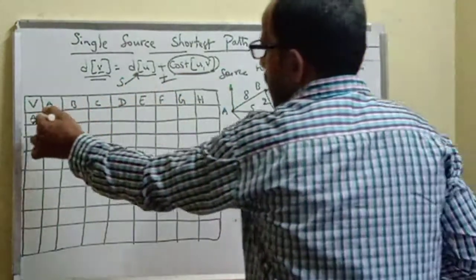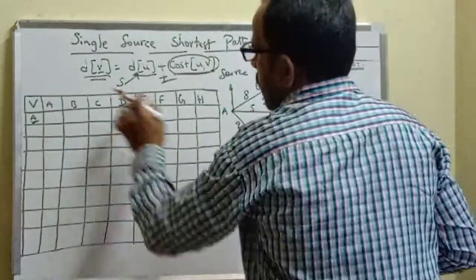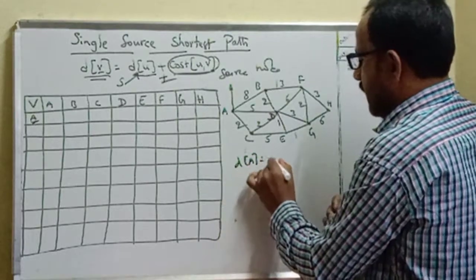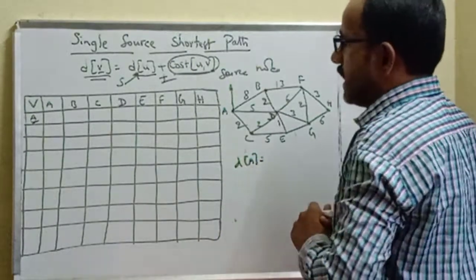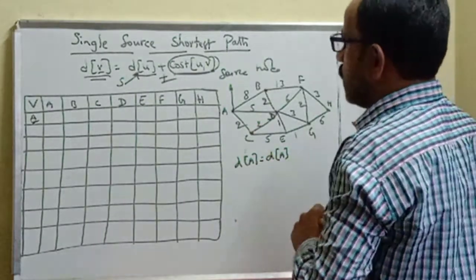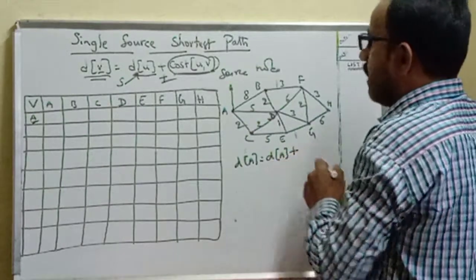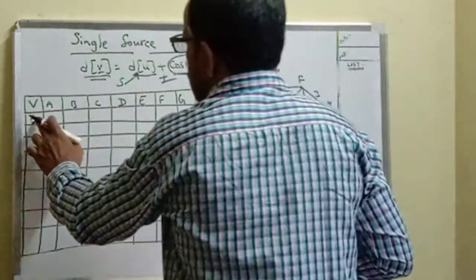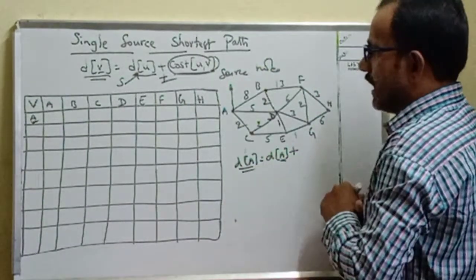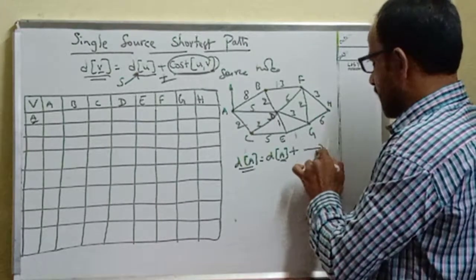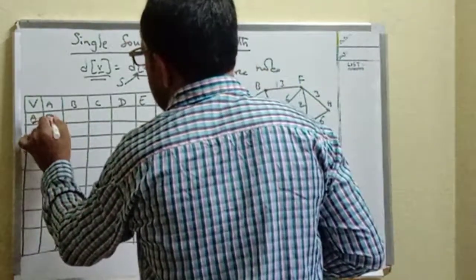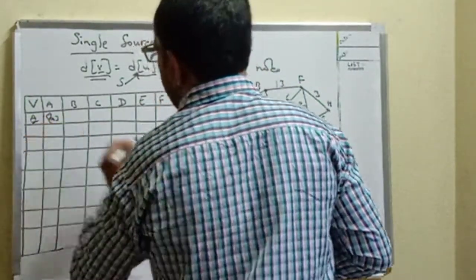Initially I am calculating the A to A distance. Take d of A. What is d of A? d of A equals the shortest distance from the source node to the destination node. There is no other alternative, plus cost of A comma A, because the source and destination are both the same: source is A, destination is A. So d of A plus cost of A comma A, and cost of A comma A is 0. The source to source distance is 0. Then this is obtained from A.